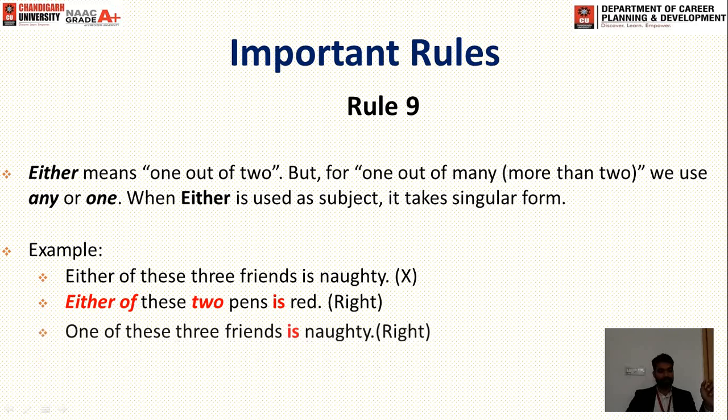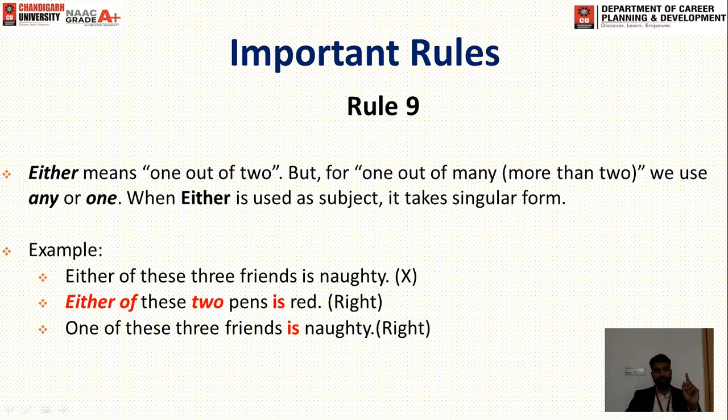Okay. One of these three friends is naughty. This is the right way of writing. Now why are we actually using singular verb with them? Simply because we are actually considering only one. So if I say either this one or this one, for example, these are two friends, so I'll be taking either him or her if they are boy and girl. So I'll not be considering two simultaneously. That's why I'm actually using singular verb for that reason.